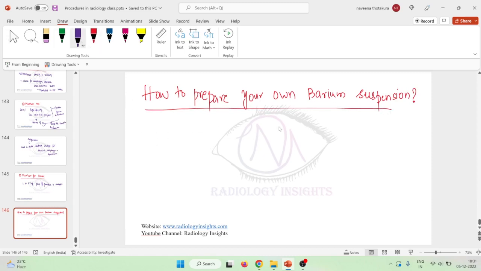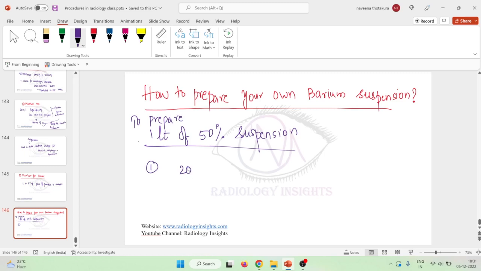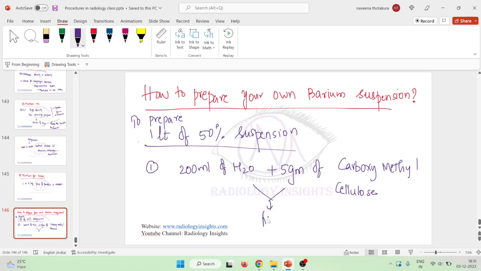To prepare this barium suspension, we will have to prepare 1 liter of 50% suspension, and we have to follow the following steps. First, take 200 ml of water, and then add 5 grams of carboxymethyl cellulose. This carboxymethyl cellulose is added to the 200 ml of water, and after adding this, you will have to mix well.